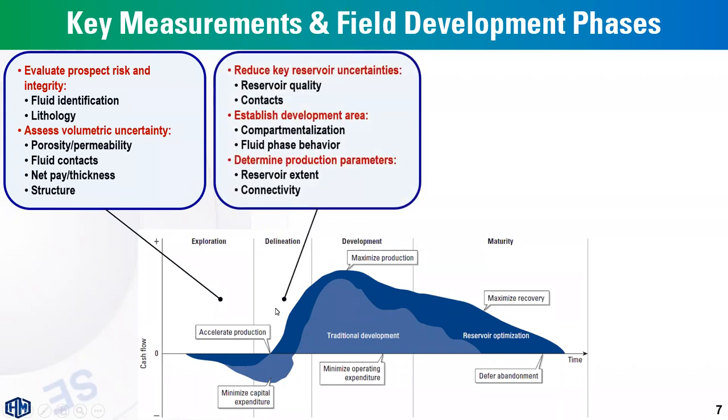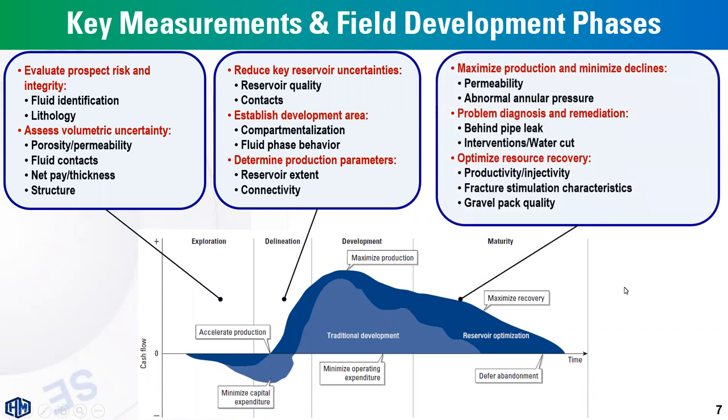For the delineation phase or appraisal phase, our objective in that phase specifically is to reduce reservoir uncertainties regarding reservoir quality, establish the development area in terms of the reservoir segments or reservoir compartments and so on, and define the production parameters or production constraints that maximize the field performance and optimize production operations.